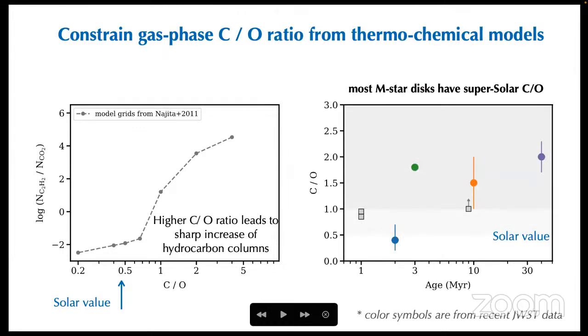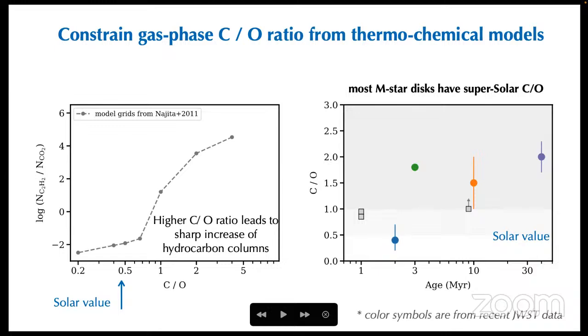So most of the disks around low mass stars have super-solar C/O ratio. And especially for those older systems, they have generally much higher C/O ratio, which means that they are very carbon rich. Well, in the younger systems, we can see a wide range of ratio. And in particular, these water-rich stars, which are much similar to sun-like stars, have typical solar value.